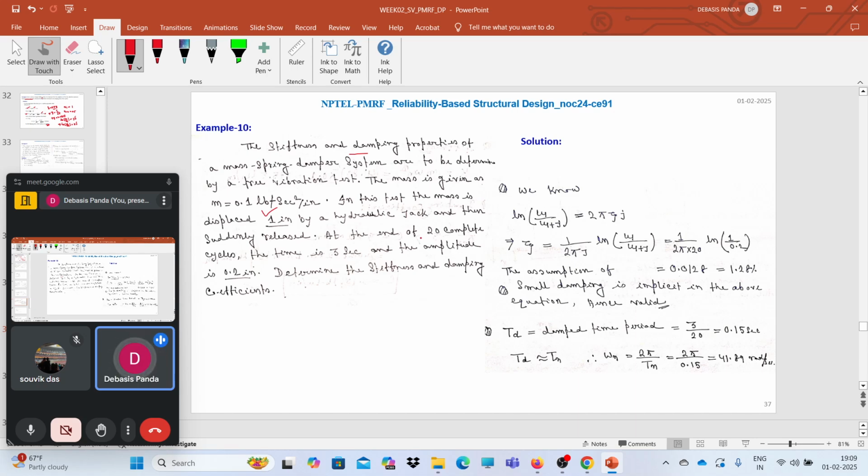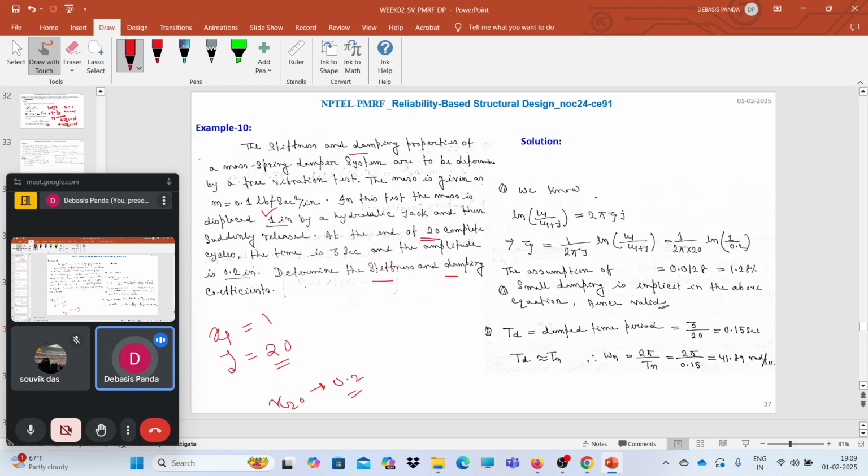Now after 20 complete cycles, that means j is equal to 20, my peak amplitude becomes 0.2. So the first peak amplitude x1 was 1 inch, and after 20 cycles the amplitude becomes 0.2. Determine the stiffness and damping coefficient. Okay, so let's see how we can find it out.